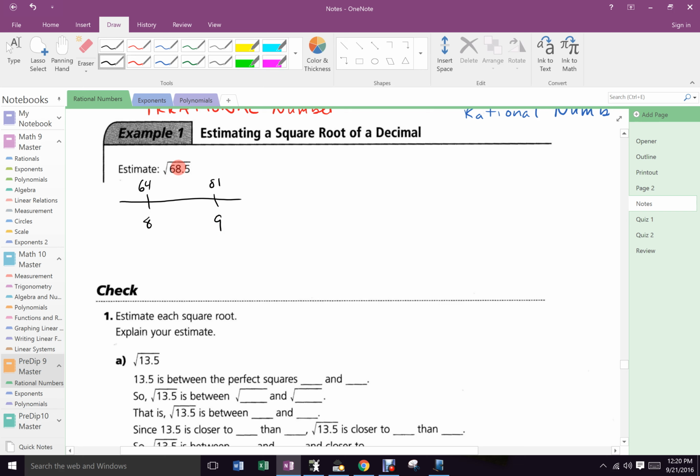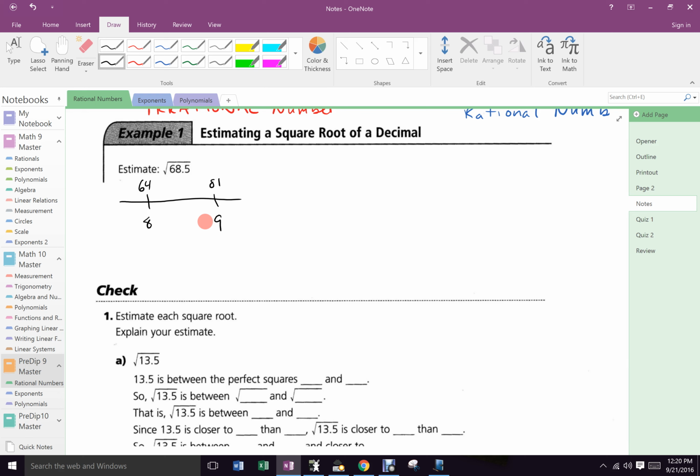Between 8 and 9. Everybody understand? Yeah. Now, if we were in regular Math 9, I would stop right there. And I would say, okay, you guys, it's between 8 and 9. Everybody's cool with that? However, we are not in regular Math 9. We are in pre-diploma Math 9. So I like to take things a little bit further.